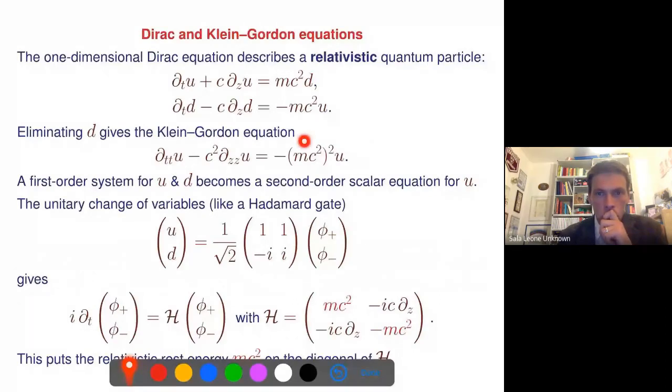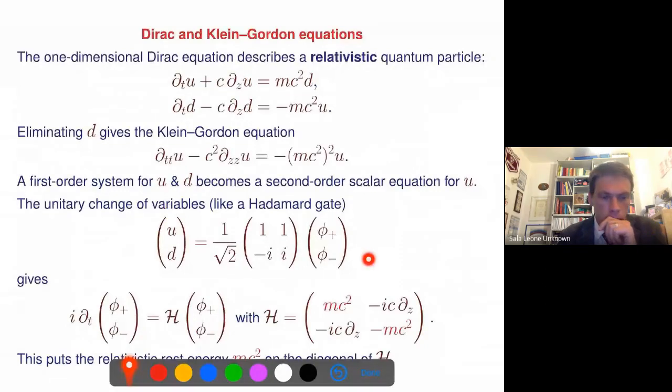The interpretation, things like what do you mean by probability density, are a bit different. But for PDEs, you can transform one to the other. And now I want to do more and take my Dirac equation, do this unitary change of variables here.